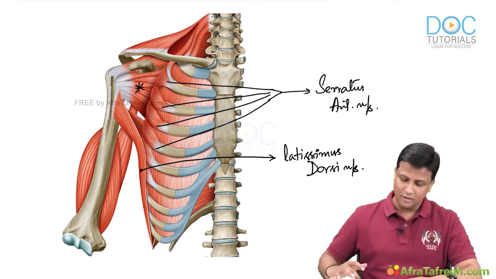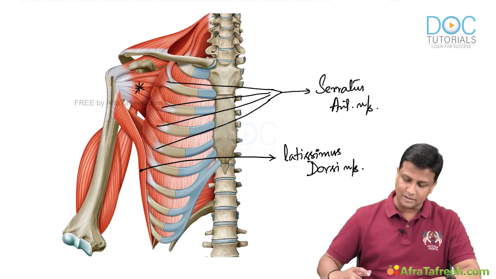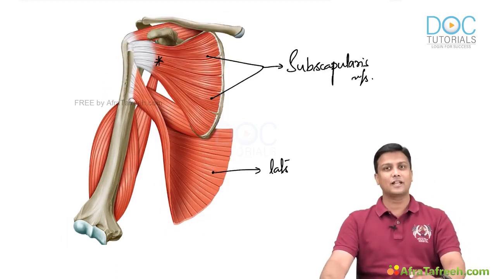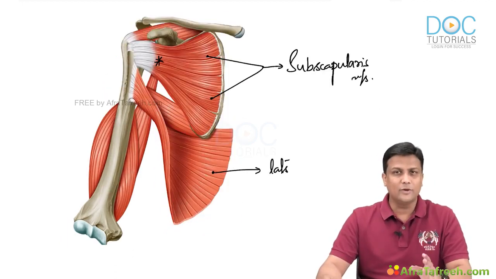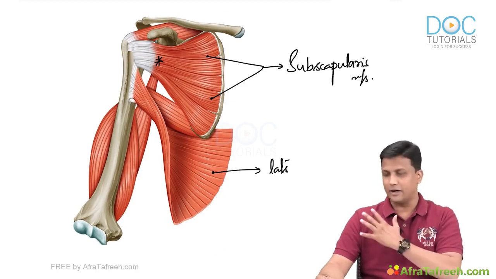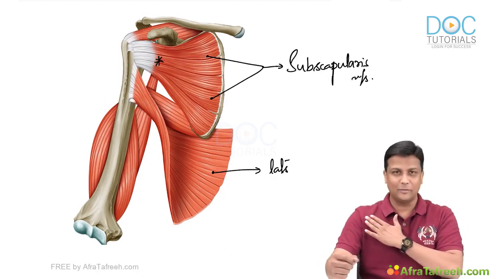And in this diagram, you will be able to appreciate latissimus dorsi, serratus anterior, and the main important one, in front of the scapula, that is subscapularis muscle. In front of the scapula, subscapularis muscle. Now, once you are done with this one, as I told you, front view completed layer by layer. And now let me take a turn.